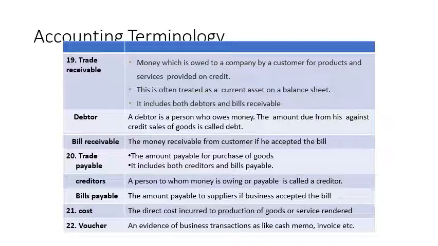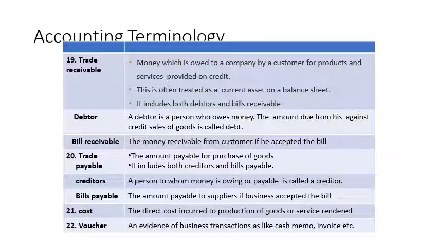Now the next one is the voucher. A voucher refers to any evidence of business transactions. It means that before recording any transaction in the business organization, there is a need to have evidence, proof. So vouchers are needed as proof that the transactions are related to the business. It can be in the form of a cash memo, invoice, cheque, debit note, credit note, etc. These are the different forms of documents.